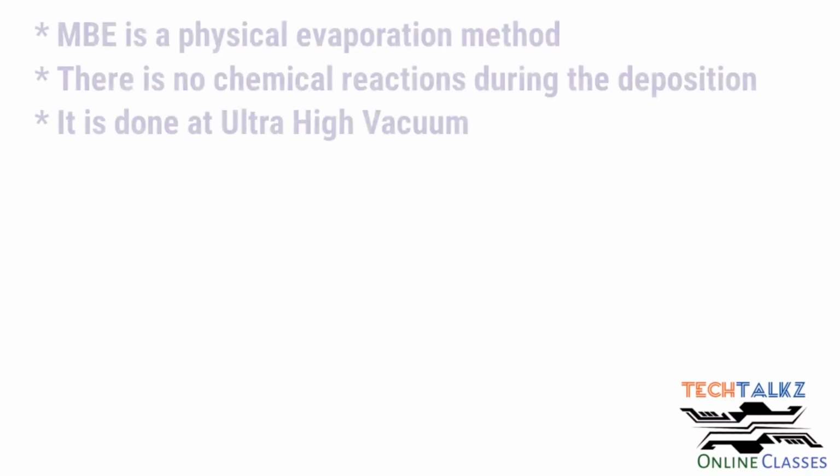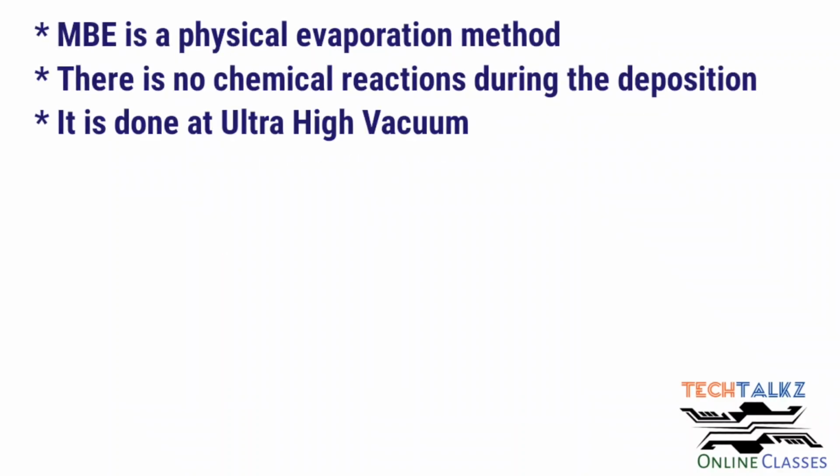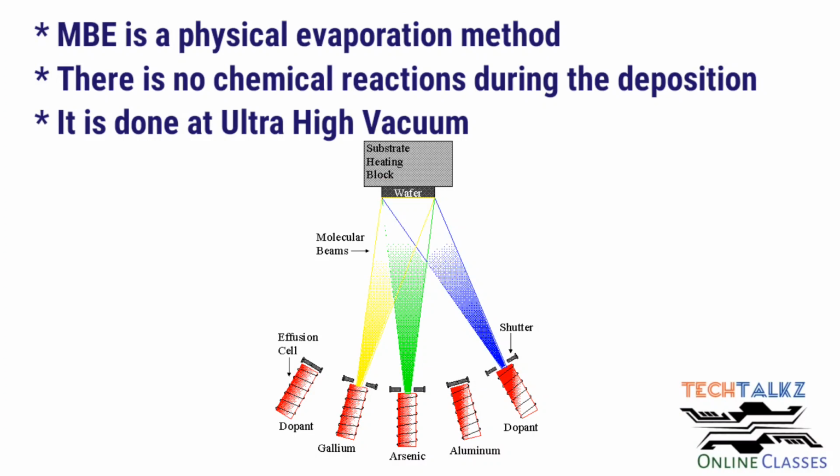It is a purely physical evaporation process. That means there will not be any chemical reactions during the deposition process. There is a basic difference between MBE and other epitaxy systems. And how is the MBE done? Simply, the layer you want to deposit, it can be silicon or any other material, has to be evaporated, and this evaporation process is done under very high vacuum condition in order to minimize the contamination and the collision between atoms. So MBE is always done under very high vacuum condition.